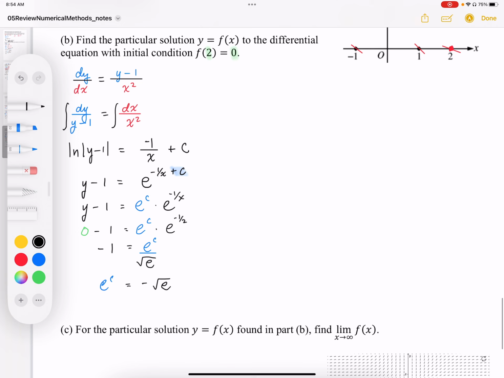So my equation now is going to look like this. y equals negative root e times e to the negative 1 over x, and then the minus 1 on the left-hand side becomes a plus 1 on the right-hand side. So this represents the solution to the differential equation that passes through that particular point.